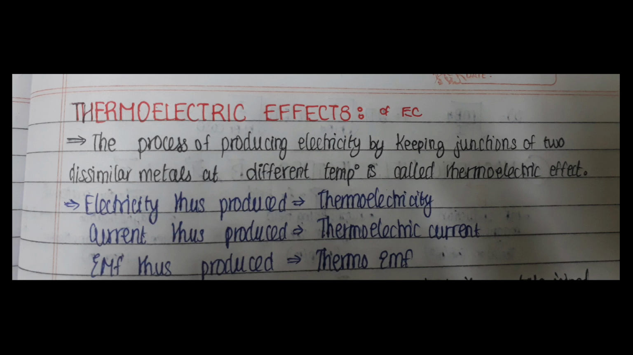This is given by thermoelectric effects, which states that the process of producing electricity by keeping junctions of two dissimilar metals at different temperature. Basically, we keep two different metals at different temperature. I mean, the junctions are maintained at different temperature, so EMF is produced. The electricity is called thermoelectricity, and the current thus produced is called thermoelectric current. EMF is called thermo-EMF.